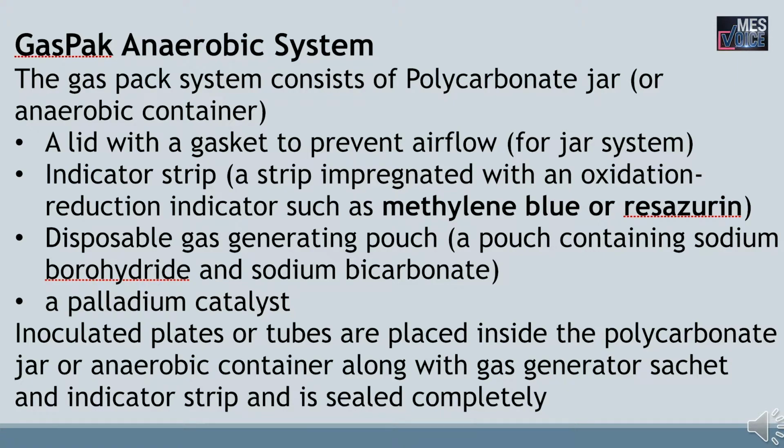So here, a disposable gas generating pouch, which consists of borohydride and sodium bicarbonate, is also incorporated in the jar, and it also consists of a palladium catalyst. So here inoculated plates or tubes are placed inside the polycarbonate jar or anaerobic container along with the gas generator sachet and indicator strip, and it is sealed completely.